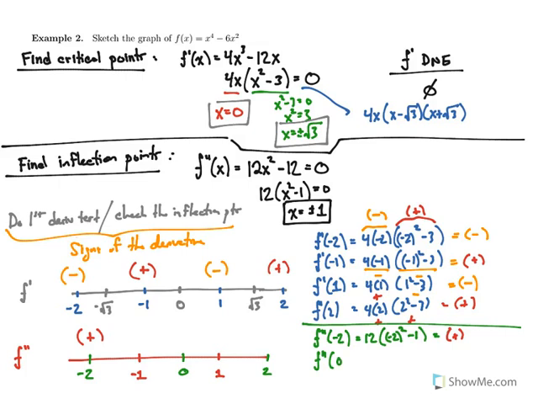Let's test f double prime of 0. It's going to be 12 times 0 squared minus 1, and that's going to be a negative number. And finally, we'll check f double prime of 2, which is going to be a positive number. So there we have it. We have the signs of the derivative for every single x value. And we're going to use that information to graph the function.